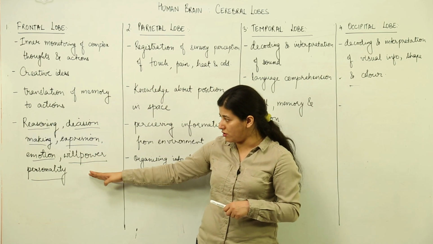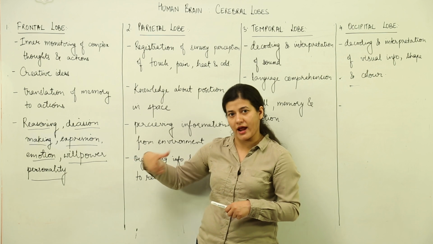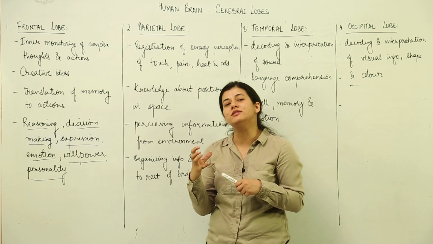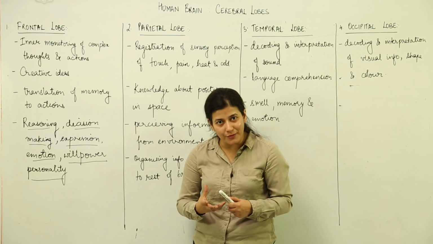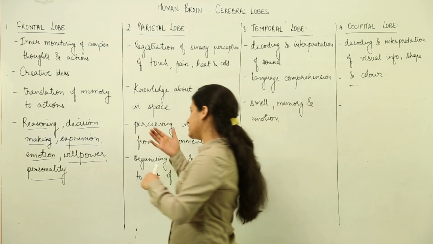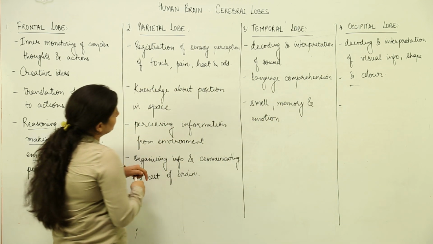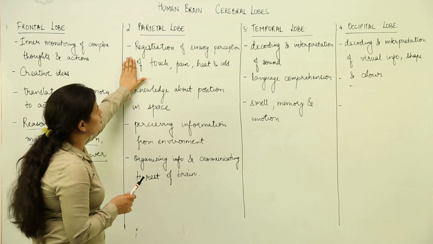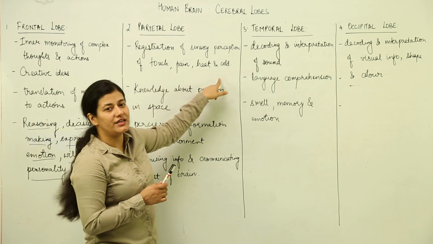Have a look at all these functions and try to cram them by heart, because these are the important functions, and the frontal lobe is basically the think tank of the brain, if we have to call it that. Now coming to the parietal lobe, we move a little bit to the side. This is important for registration of sensory perception of touch, pain, heat and cold.